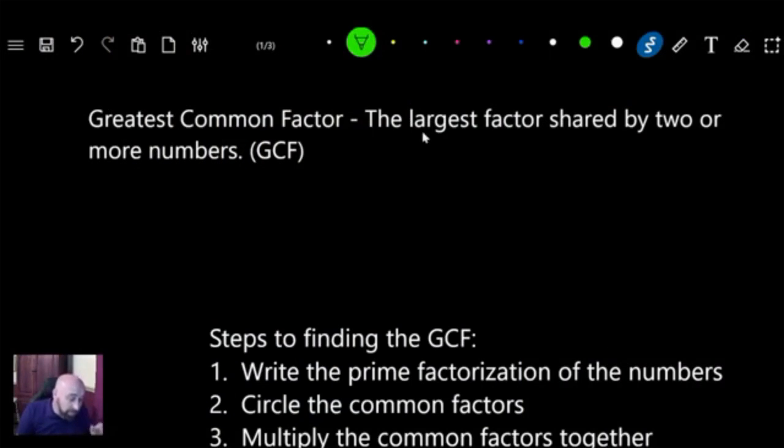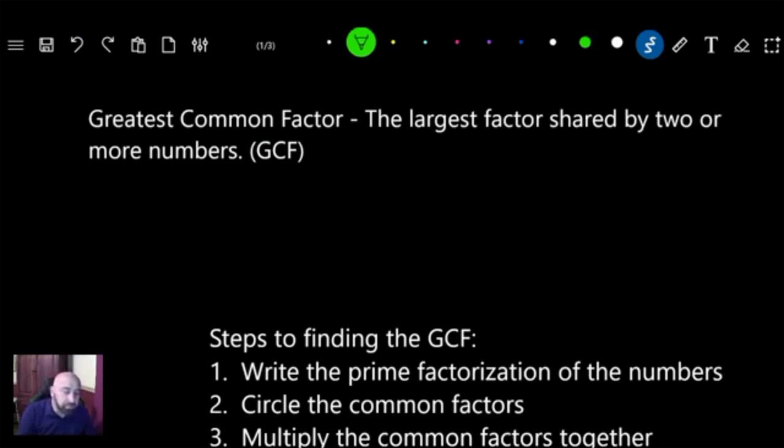Well, the greatest common factor is the largest factor that is shared by two or more numbers, and that's called the GCF. You'll hear me say, find the GCF, greatest common factor. So it's important that you understand that right there. Okay, and what is the GCF? Well, it's the largest factor shared between two or more numbers.